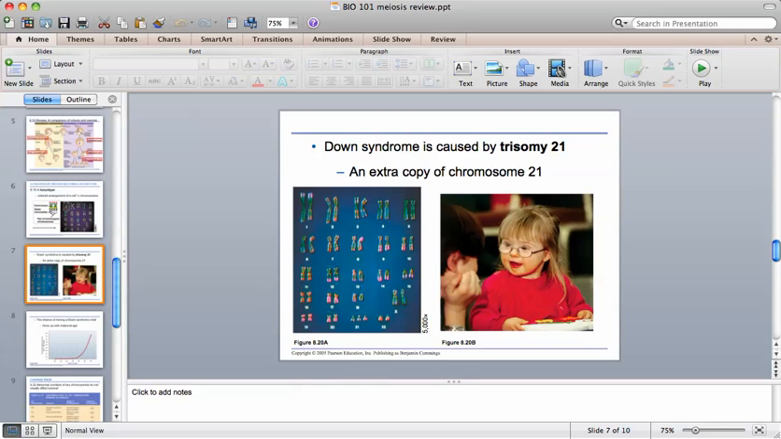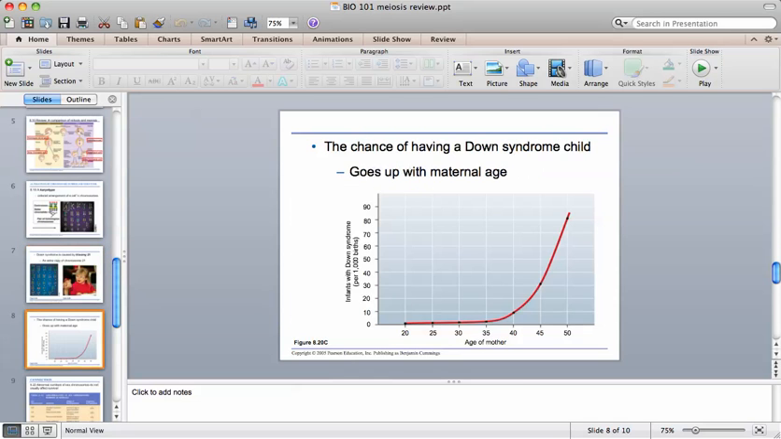So it's a whole series or set of characteristics and behaviors in this individual that we see as a result of just having an extra chromosome. All right, and then there are some other chromosomal abnormalities. But this diagram or this chart really shows you that as maternal age goes up, so does the chance of having a child with Down syndrome.